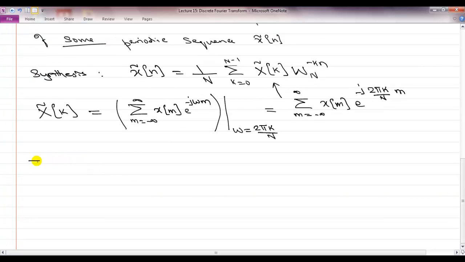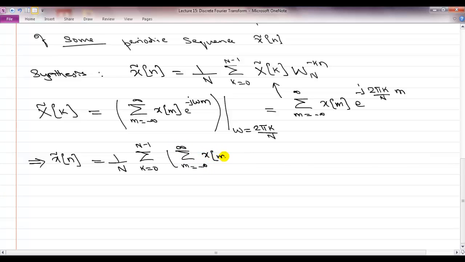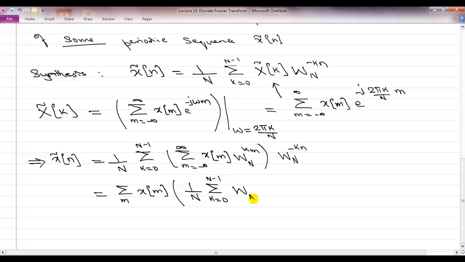So we simply plug this value into the above equation, the synthesis equation, to get x tilde of n equals 1 over N summation k from 0 to N minus 1, then summation m from minus infinity to infinity x of m W_N to the k m and W_N to the minus kn. Okay, after that I'm just going to change the order of summation, take the summation over m outside, pull x of m outside, and take this 1 over N inside the other summation, k equal to 0 to N minus 1, W_N to the minus k times (n minus m).